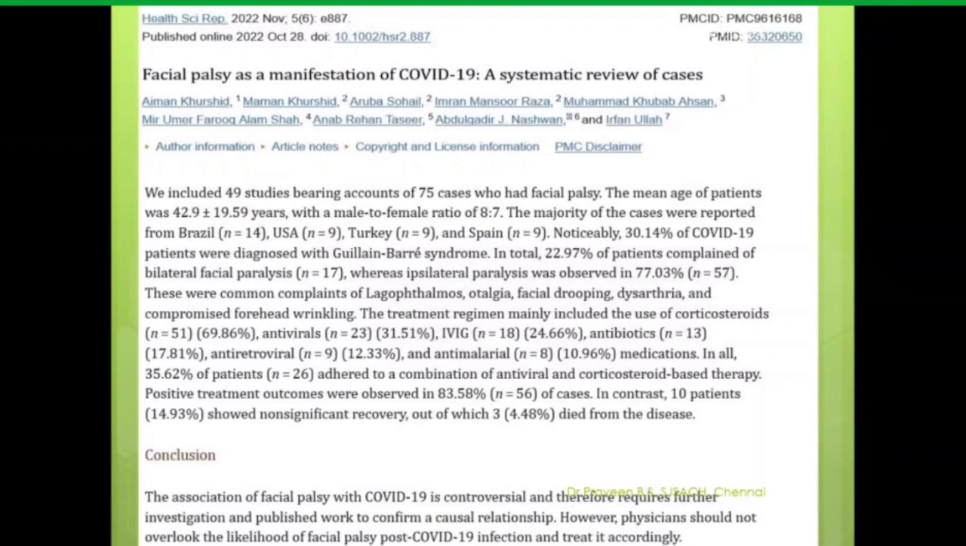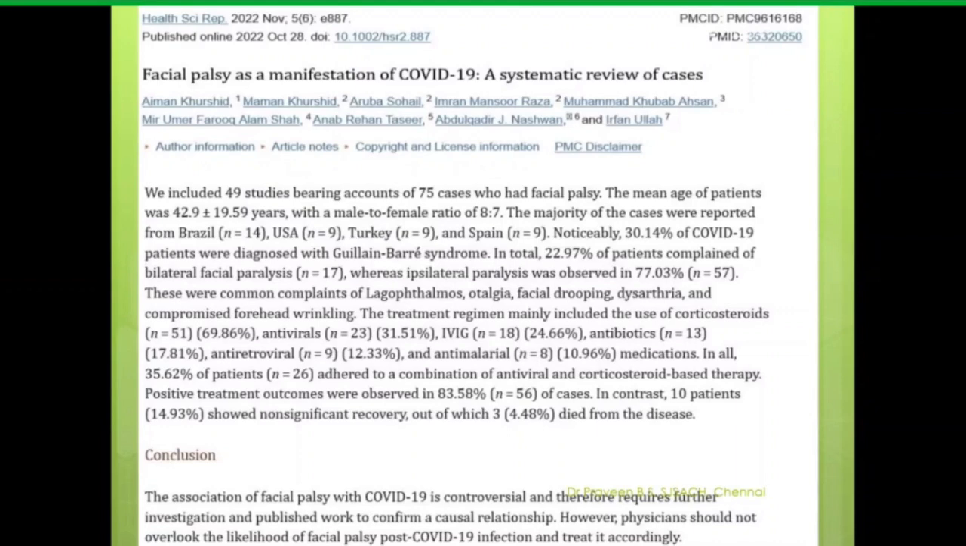In the conclusion, the verdict they finally gave is that the association of facial palsy with COVID-19 is controversial and therefore requires further investigation and published work to confirm a causal relationship. However, physicians should not overlook the likelihood of facial palsy post-COVID-19 infection and treat it accordingly.